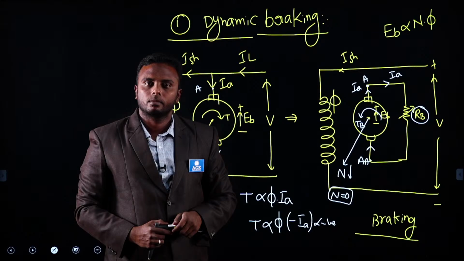Now we need to apply the brake. Let the polarity of back EMF, opposing the supply, be EB plus minus. This is our supply polarity, plus minus. This is under normal running condition.